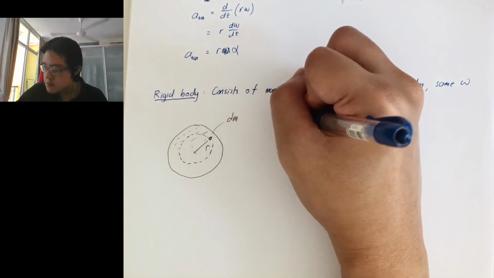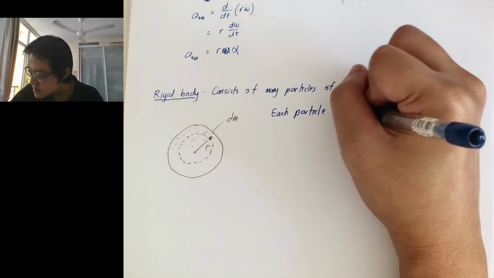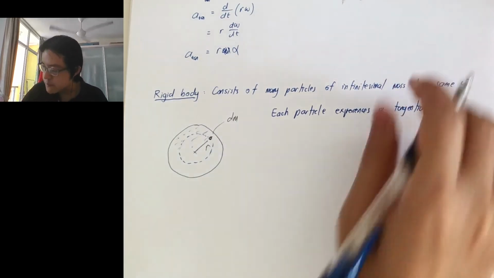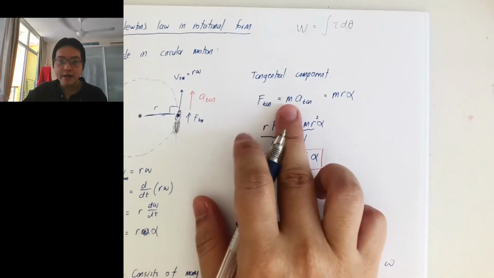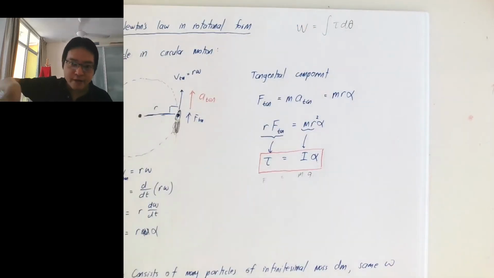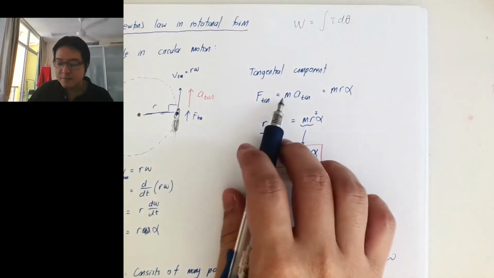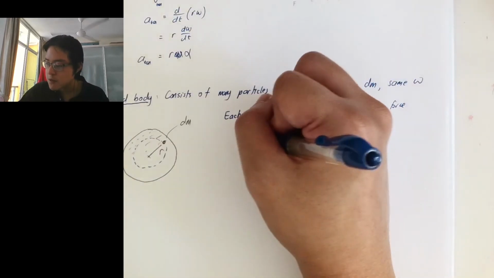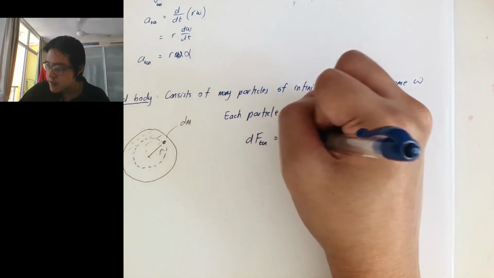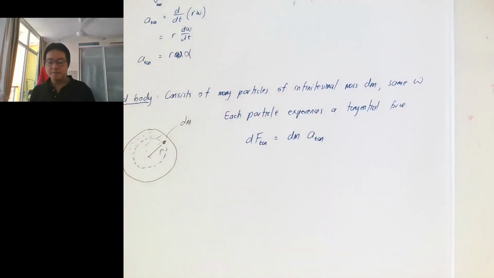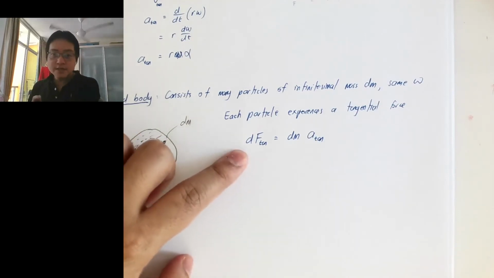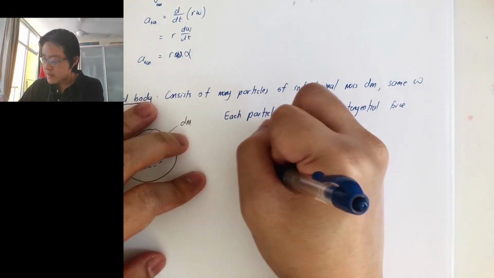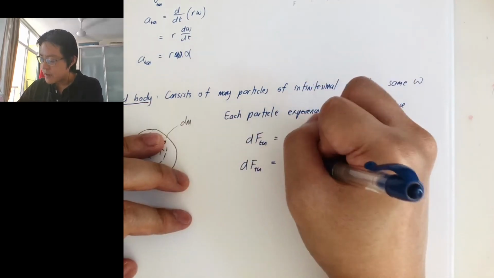So each particle experiences a tangential force. The mass is dm. A particle that is going around and experiencing some tangential force is spinning faster and faster. That means by Newton's second law we have this equation. But if the mass dm is very small, then the corresponding force should also be very small. So the infinitesimal tangential force is equal to the infinitesimal mass times the tangential acceleration. Then we do the same thing as just now, which is to replace a in terms of r alpha, so we have dF tangential equals r alpha dm.